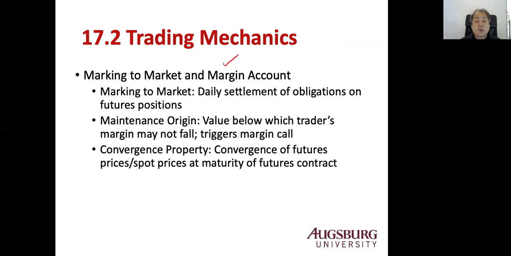The price of futures and spot should be the same at maturity, at the delivery date, right? Because on that day, it's not really futures anymore, right? So that's called the convergence property. The price of futures converges to the spot price at the maturity date.